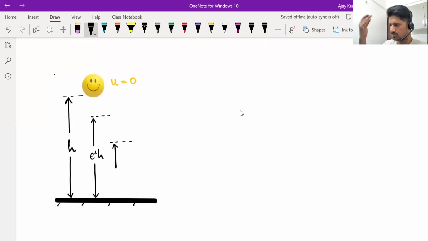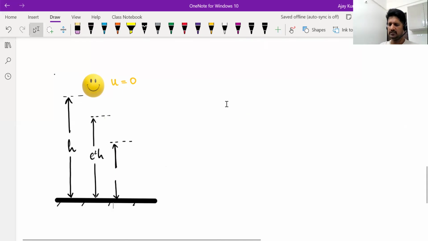After the first bounce, it goes to a height of e square h. Then it starts falling down again due to gravity. Then the second time, to what maximum height can it rise? You don't have to solve anything, you can answer directly. E cube, let's say. Why do you say e cube? Sir, e power 4 h. It will be e power 4.